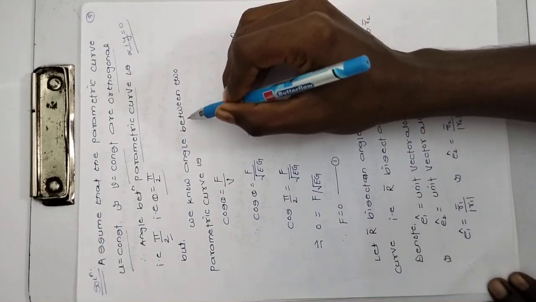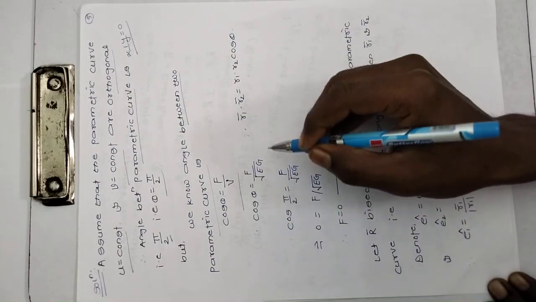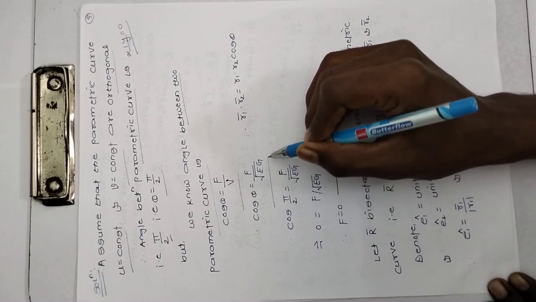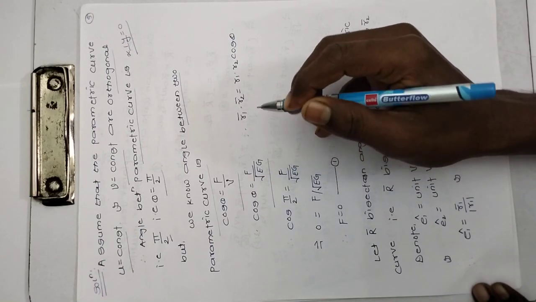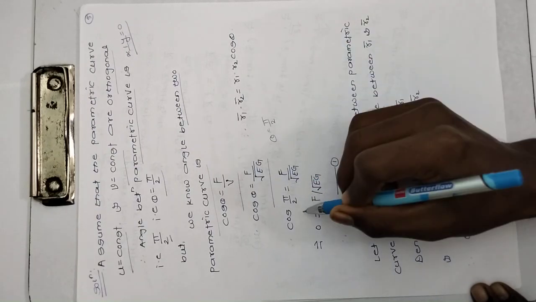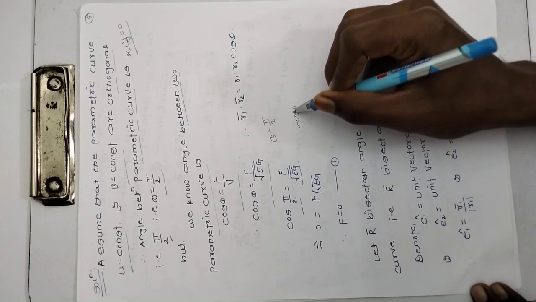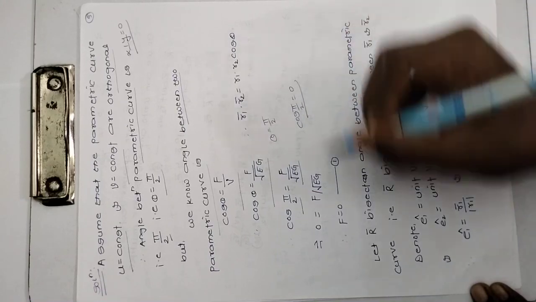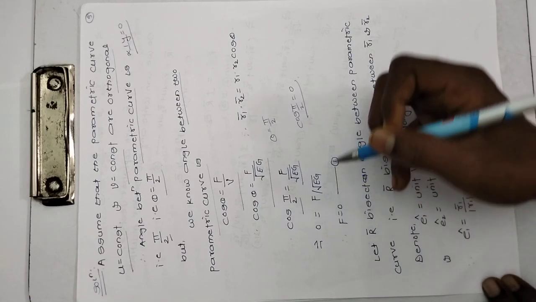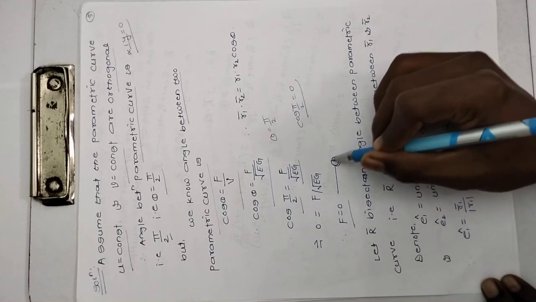But we know by the definition of the angle between two parametric curves that cos theta is equal to F upon under root EG. So we put theta equal to pi by 2. So cos pi by 2 is equal to F upon under root of EG, and the value of cos pi by 2 is 0. This implies 0 is equal to F upon under root EG. So therefore F is equal to 0. This is equation 1.